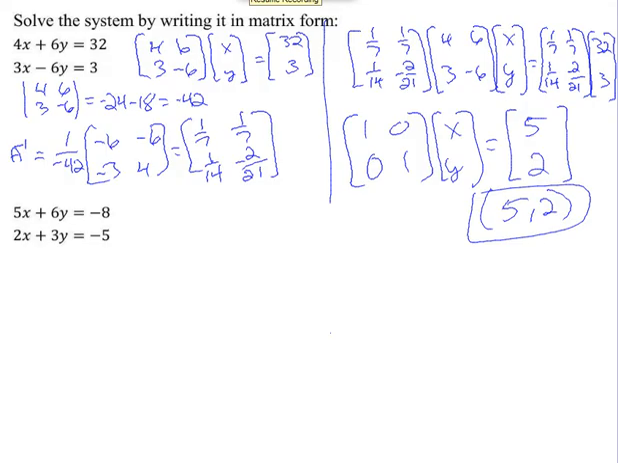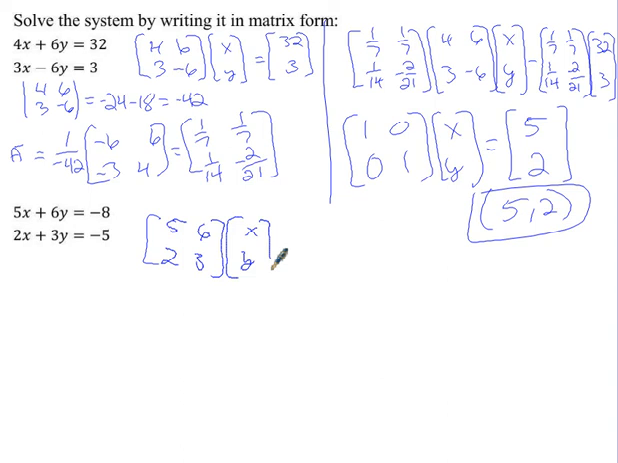So now that you know how to do this on a calculator, what I'm going to expect to see on your work is the actual matrix equation. So you would have to show me the, oops, it's not a 2, it's a 5. 5, 6, 2, 3. Your variable column, x, y, equals your answer column, -8, -5. And then you can give me your answer. What was it? 2, -3?